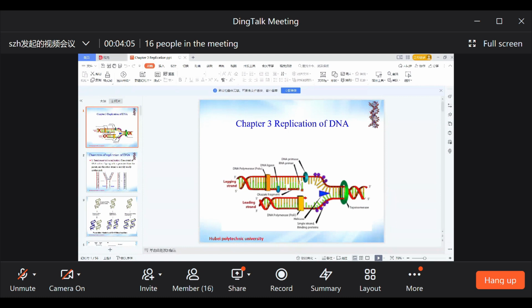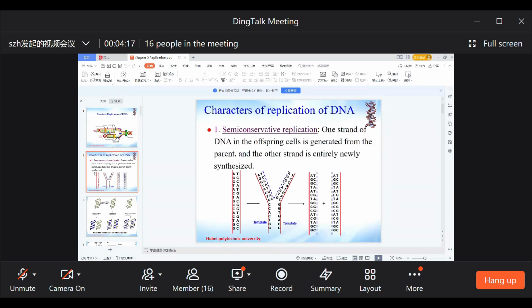You can see that the double helix structure is destroyed, and it began to synthesize offspring DNA. And like this, the first characteristic of the replication is semi-conservative replication. You can see the synthesized offspring DNA molecule. In every offspring DNA, one of the strands comes from the parent, and the other, complementary strand is entirely newly synthesized.